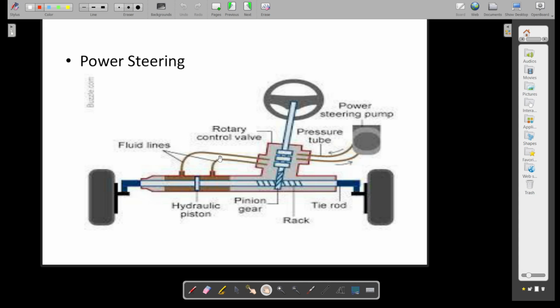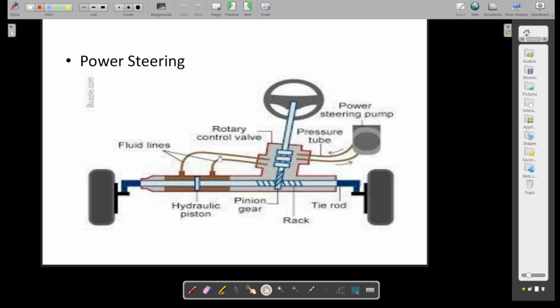There is a pump, there is a control valve, and what happens is that when the steering wheel is at rest, the fluid will exert.